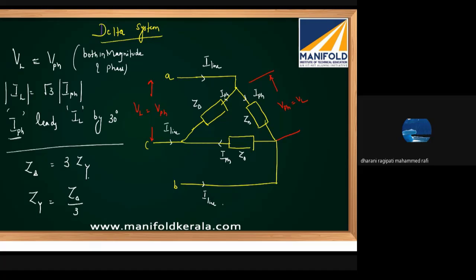Most of our systems are balanced. We never get unbalanced impedances. All the three phase impedances would be same. So in a balanced star to delta transformation, the impedance in delta is 3 times the equivalent impedance in star connection. Similarly, Z star is equal to Z delta by 3.